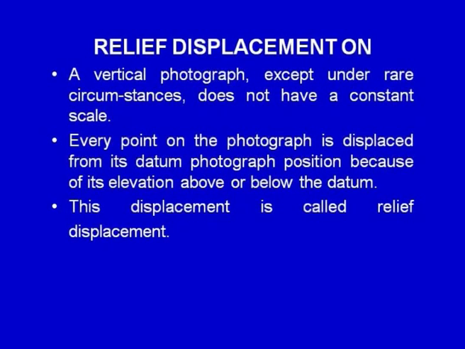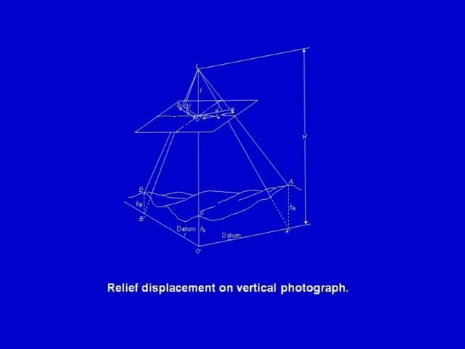The next parameter that we really need to look at is the relief displacement. A vertical photograph, except under rare circumstances, does not have a constant scale. Every point on the photograph is displaced from its datum position because of its elevation being above or below the datum. This displacement is called the relief displacement. This particular diagram conceptualizes the relief displacement on an aerial photograph.